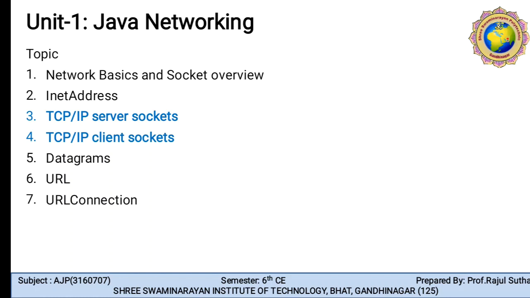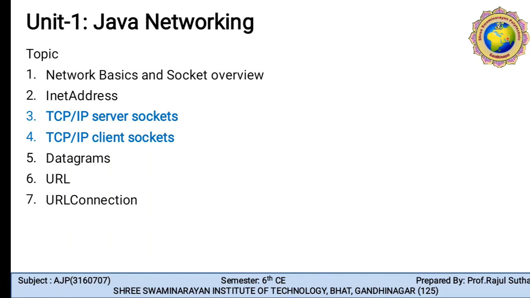Let me discuss the next point, TCP/IP server socket and TCP/IP client socket. So what do we mean by TCP/IP server and client? We already discussed this in a previous lecture. TCP and UDP are two-way communication. We use the Transmission Control Protocol for connection-oriented communication, while UDP is a connectionless protocol.